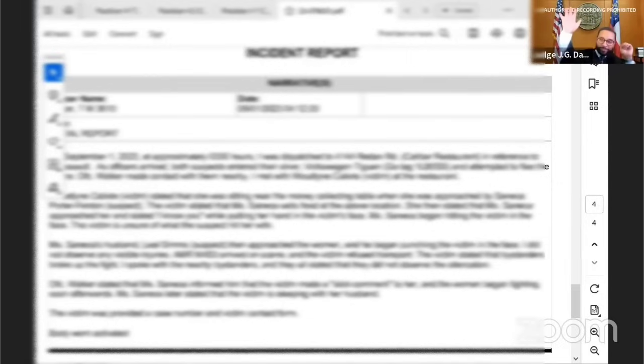Raise your right hand. Do you swear or affirm to tell the truth, the whole truth, under penalty of perjury of the law? Yes. You're struggling with the right hand. Everybody struggles with that. All right. So tell me, what do you know of this incident that occurred on the 1st of September?